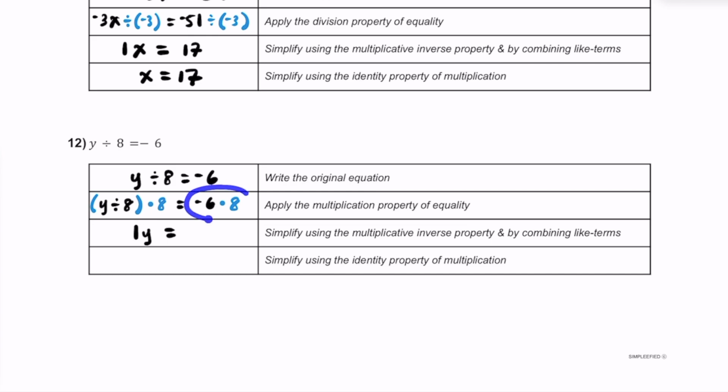On the right side of the equation, negative 6 times 8 is going to be negative 48. Using the identity property of multiplication, we can go ahead and drop the 1 and say that y is equal to negative 48. All right, cool.